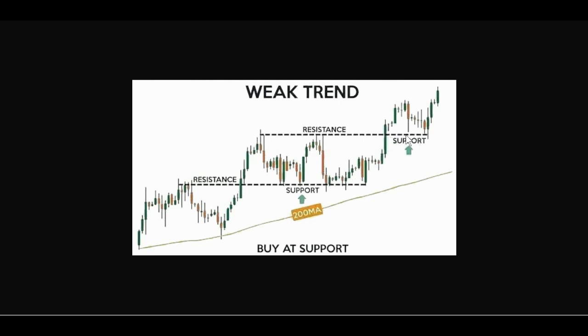Remember that resistance can become support when there's a big breakout, when it breaks up through it. I'm not going to give you a whole lesson on support and resistance right now. That's a whole other topic to go into. But anyway, that's how you can trade a weak trend.